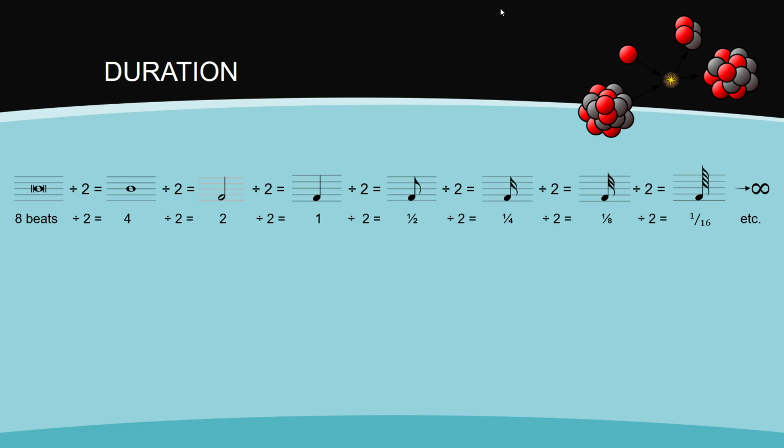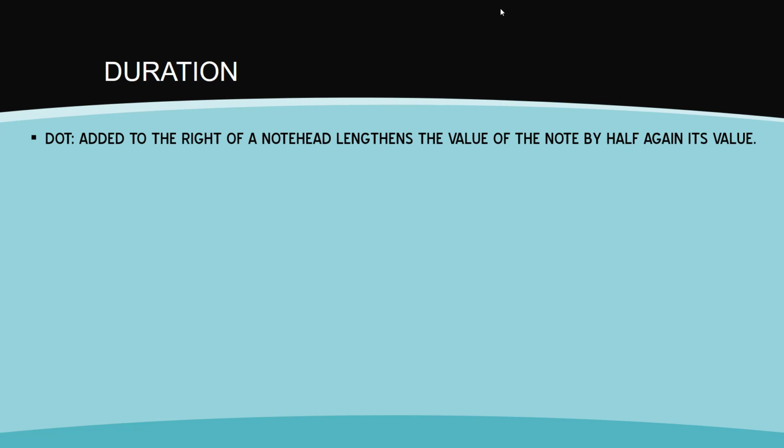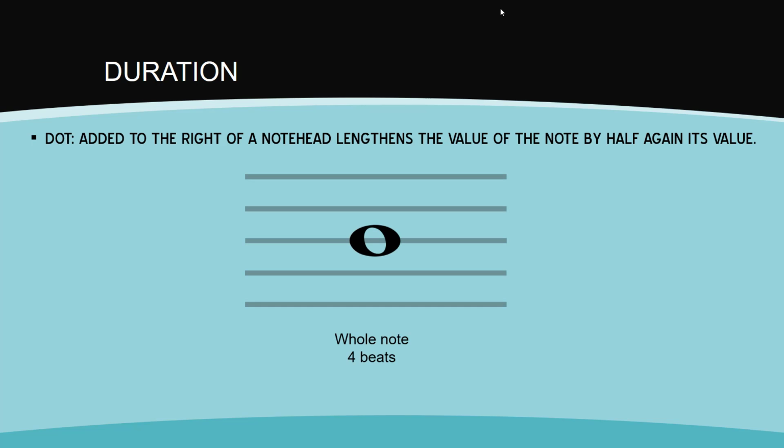Before wrapping up this module, there are a few more conventional symbols for duration to learn: the dot, the double dot, and the tie. A dot added to the right of a note head lengthens the value of the note by half again its value. This requires some more musical math. Let's use a whole note as an example. A whole note gets 4 beats.